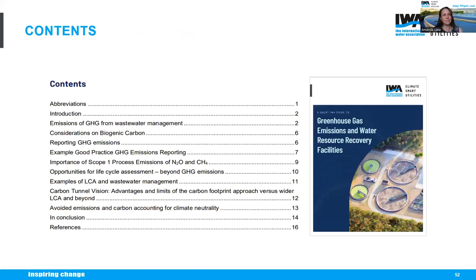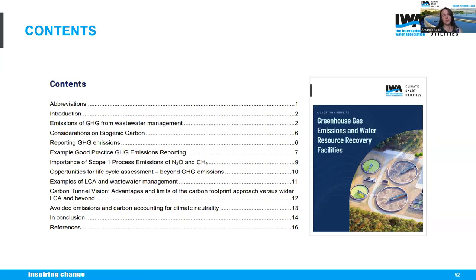Next slide, please. And I just wanted to very briefly talk through, just give people a little bit of an overview of it. And really, it's designed to provide some information, but also signposts to a lot of the good case studies and the best available information that we see. So that's the idea of that, was to bring that together into a document. And so we talk about the emissions of greenhouse gases from wastewater management or water resource recovery facilities. There's a few detailed considerations there around components of those, and in particular a section on the importance of scope 1 process emissions.